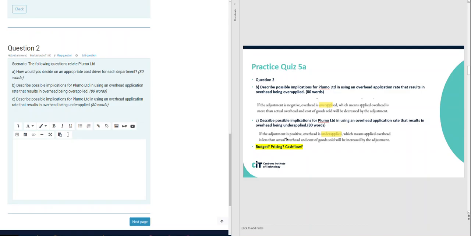That may affect your sales performance. It may also affect your cash flow, because when you over apply, you actually have more cash on hand, but because we haven't budgeted for it, we probably don't know what to do with the cash, and therefore we're missing investment opportunities as well. So along the line of how it will affect budget, pricing and cash flow, provide your answers of no less than 80 words.